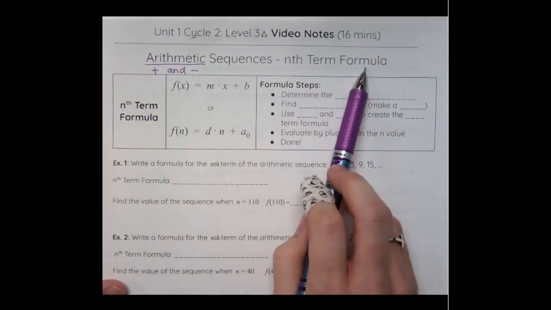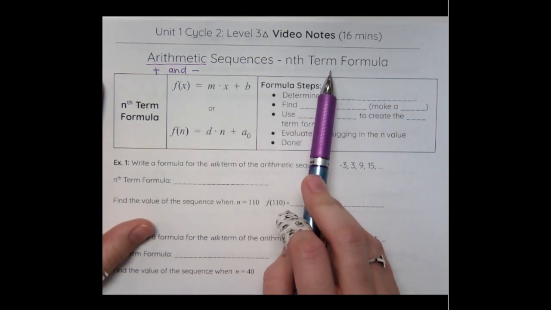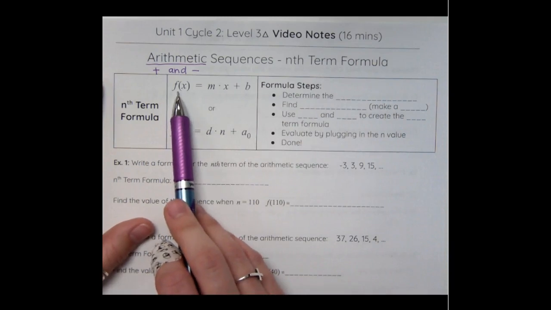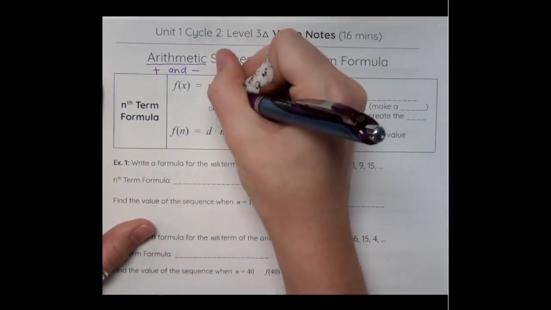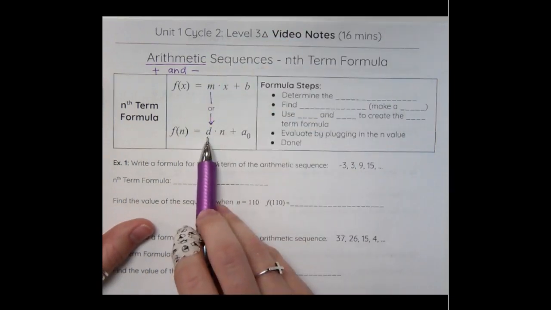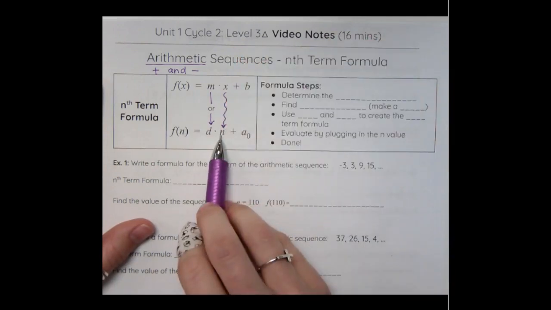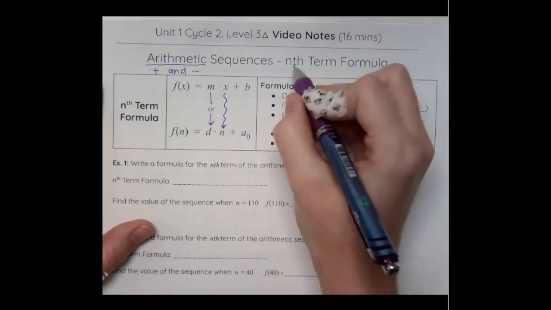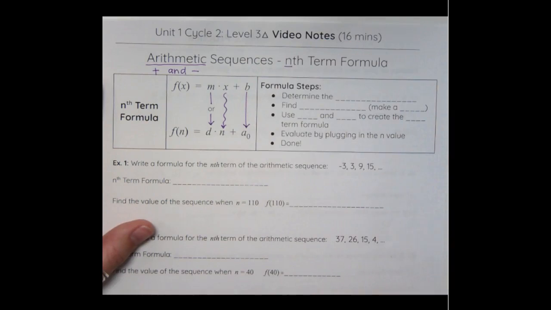The nth term formula is going to be a little bit new. We did a little bit of this in level 2. So the nth term formula is basically a variation of our original y equals mx plus b, or f of x equals mx plus b. We change the slope to this letter d for common difference. We use a different variable, so instead of x we're going to use n, like the nth term. And for b, we're now going to use the 0 term.